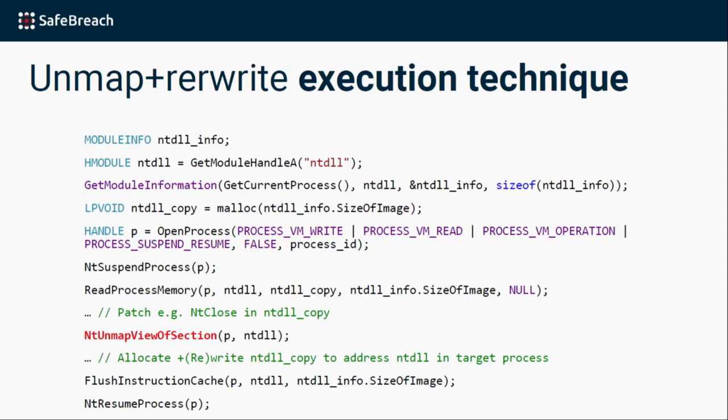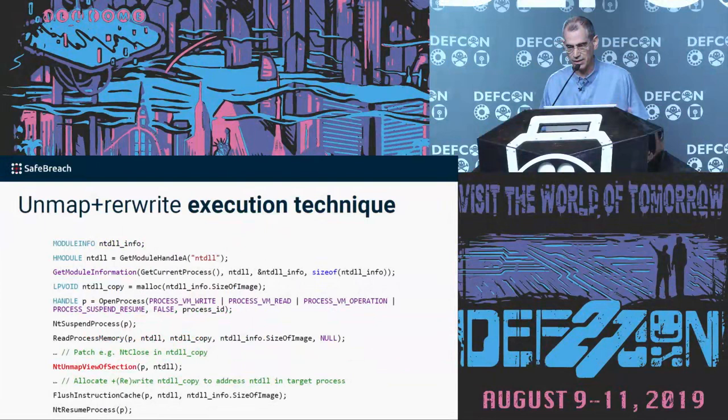We patch this copy locally. For example, we can patch NtClose, which is a heavily used function. And then we unmap the original NTDLL section from the target process and use any allocation and writing technique to map and write the patched NTDLL copy back to where the original NTDLL used to reside in the target process memory. And finally, we flush the instructions from the CPU so that it will forget everything it thought it knew about those addresses, and we resume the process. Now, this is quite elegant.